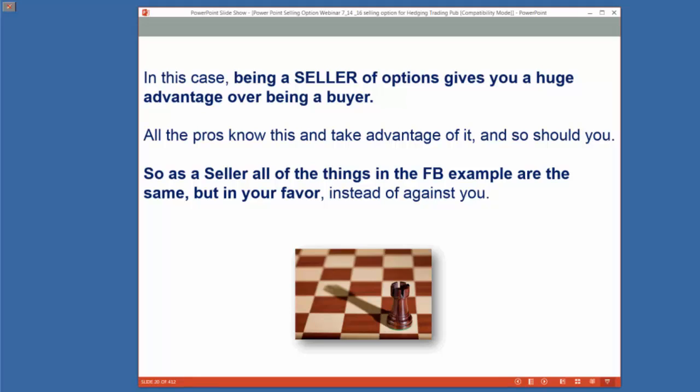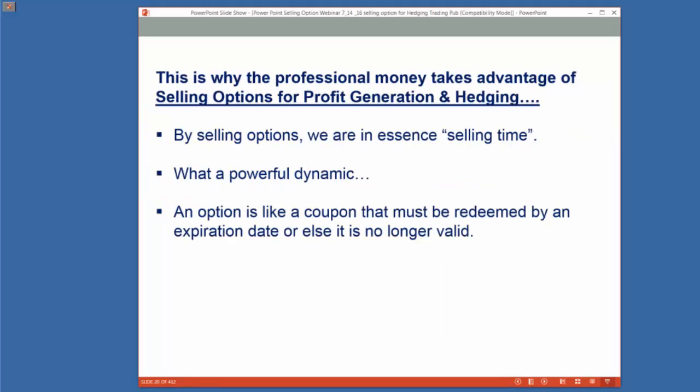As a seller, all the things you saw in the Facebook example are the same, but they're going to be in your favor instead of against you. So this again is why professional money takes advantage of selling options, and they do it for profit generation or income, and they also do it for hedging. And remember that options were created as a hedging mechanism before they were ever thought of as a way to make money. So it's a great derivative for hedging.